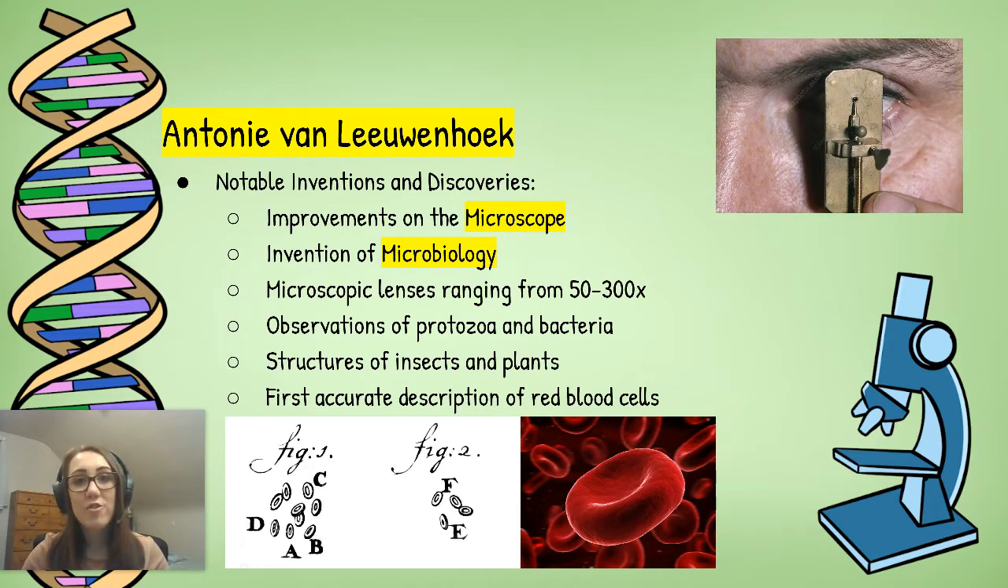He also studied the structures of insects and plants at the microscopic level, and he was the first person to give us an accurate description of red blood cells. So you can see right here, there's a little drawing that he did. Those were his notes and his handwriting of red blood cells. And then further to the right, the other picture is a more modern look of what we see red blood cells to look like. So as you can see, he was very, very close.